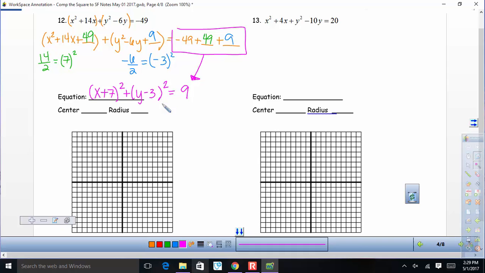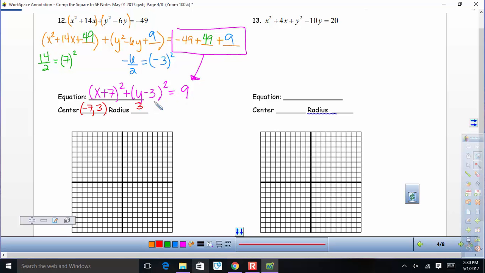Yes? When you find your center, do you have like 2 negative numbers? Yes. So then to find the center is going to be the opposite of what's in the parentheses. So my center here would be negative 7, because it's opposite of this, and a positive 3. And then to find the radius, we take the square root of 9. What's the square root of 9?